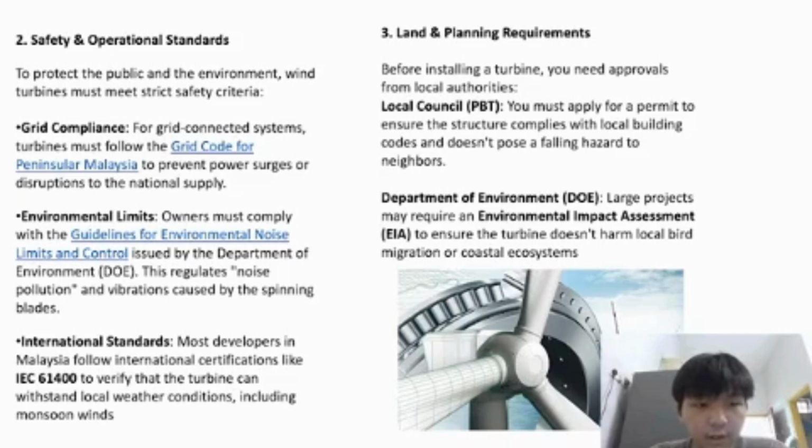For the international standard, most developers in Malaysia follow international certification like IEC 61400 to verify that the turbine can withstand local weather conditions including monsoon wind. And for the land and planning requirements, before installing a turbine, you need approval from local authorities. As the local council, PBT, you must apply for a permit to ensure the structure complies with local building codes and doesn't pose a falling hazard to neighbors.